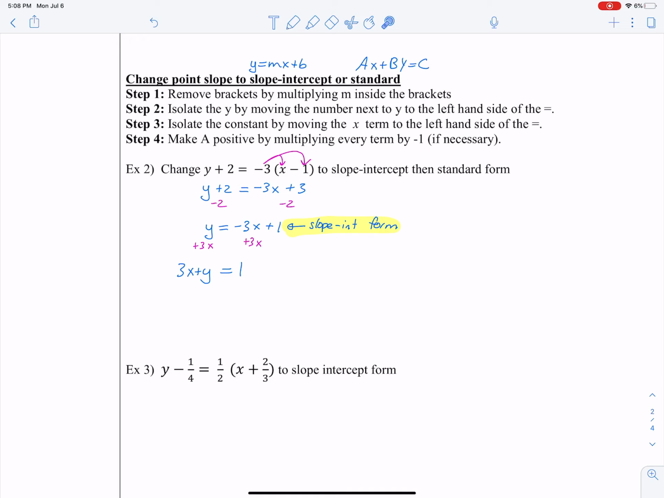And now in this case, there's no fractions, these are on the left, this is on the right, and everything, or this A is positive. So that's our final answer. Whoops, I should have highlighted this whole thing. That's our final answer for standard form.